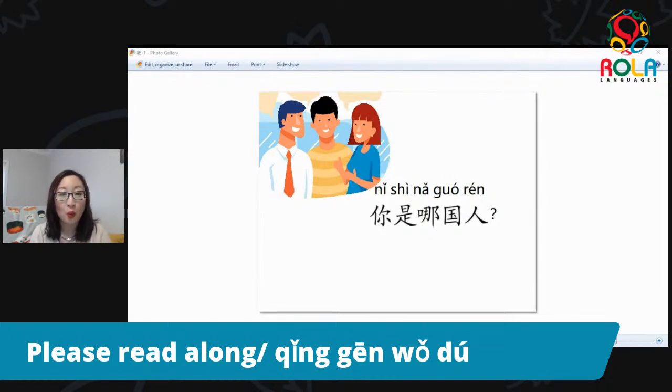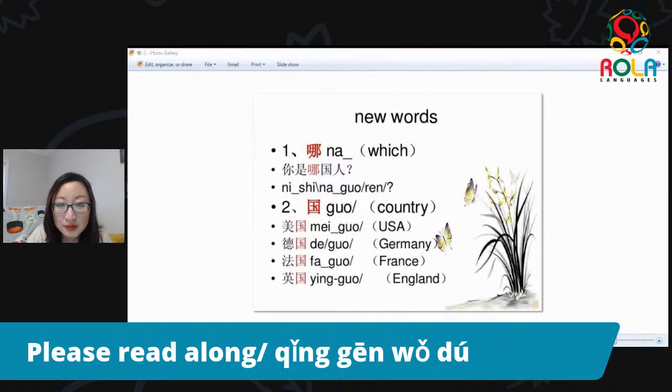So what is 哪国人? Let's break it out. Let's look at the new words. 哪 is the third tone. 哪 means which. 国, I believe we've briefly learned it before or encountered it once or twice in previous Community Mandarin lessons. 国 means country. So 你是哪国人? If we break it down: 你 you, 是 are, 哪 which, 国 country, 人 human. So basically, which country of person you are.